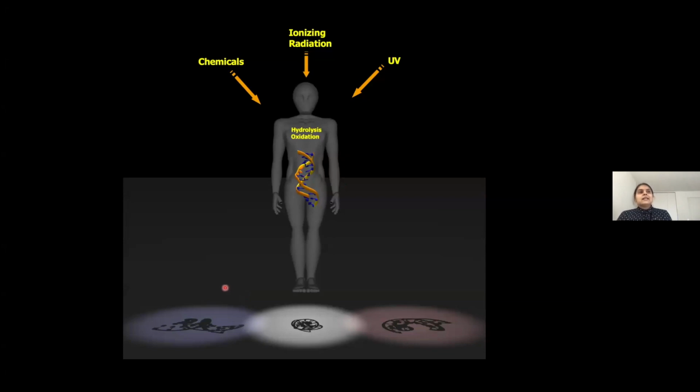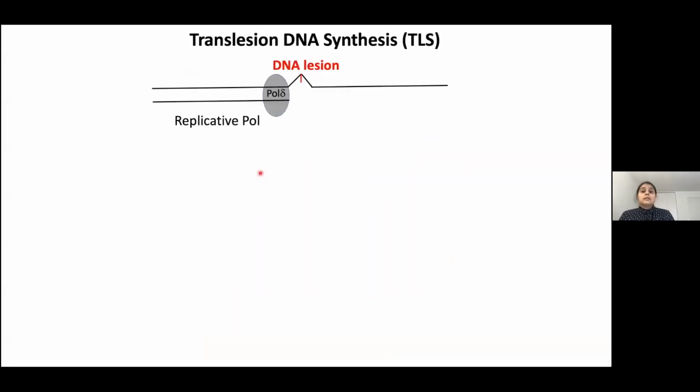Our cells encounter DNA damage from various external sources, such as chemical carcinogens, ionizing radiation, and ultraviolet light every day, and also from internal sources, such as hydrolysis and oxidation. One central mechanism which our cells use to battle these damages is translesion DNA synthesis.